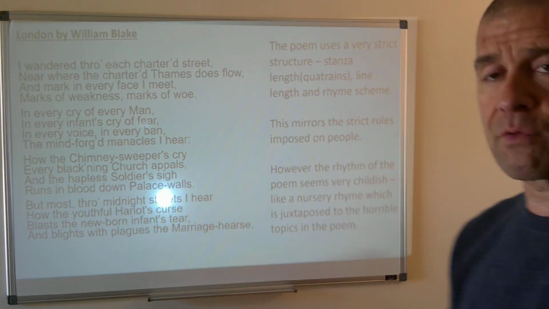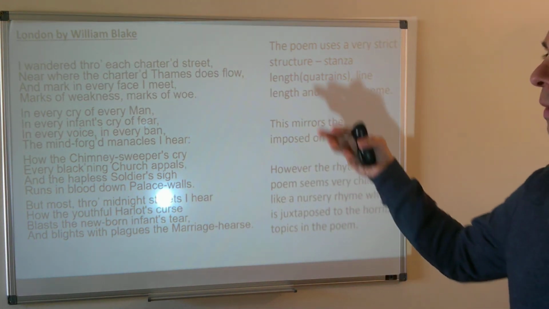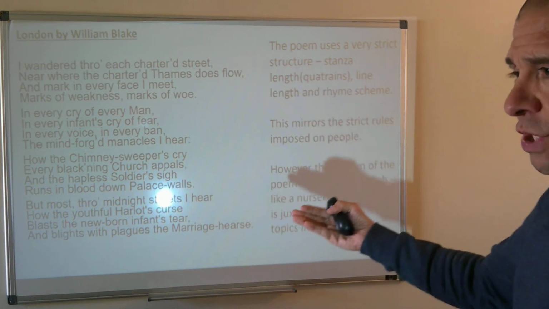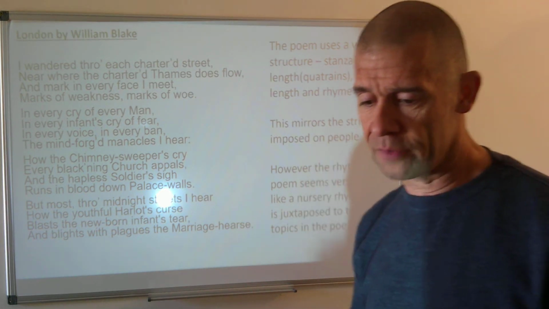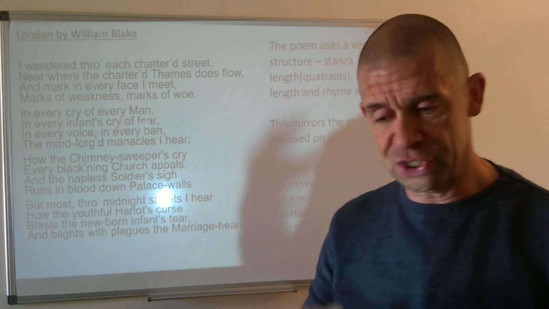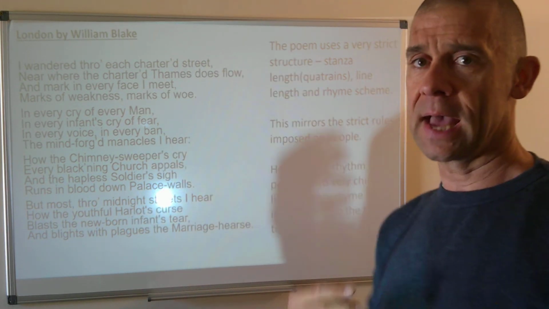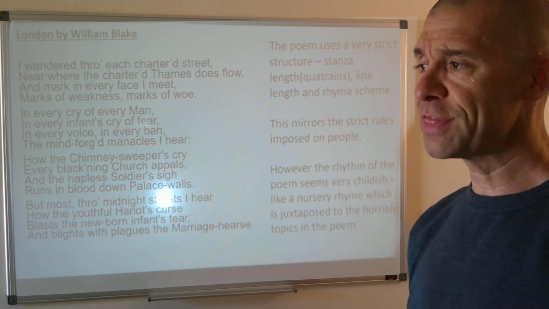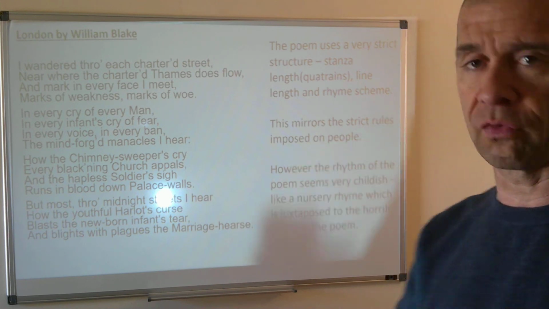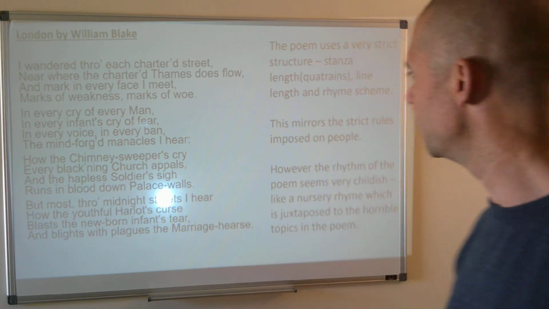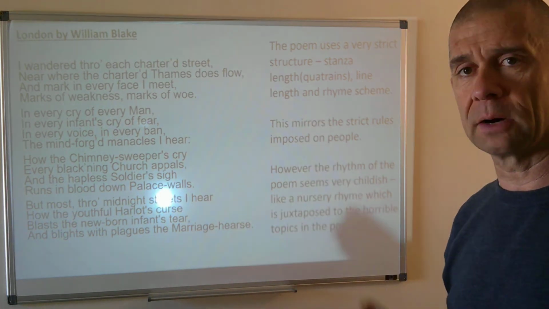And you can hear that that rhythm is very, very much like a nursery rhyme. And Blake's writing about the impact on children here. And it's horrible, really, the way that this nursery rhyme rhythm contrasts or is juxtaposed to the horrific imagery of people dying and suffering. And I think that Blake's use of this rhythm emphasises the horror of what he's looking at as he walks through London. So I think that the structure in this poem is really worth writing about.